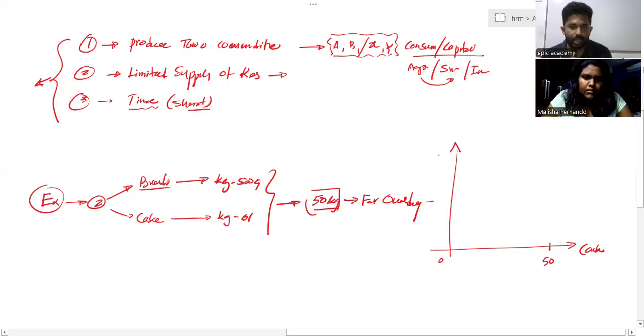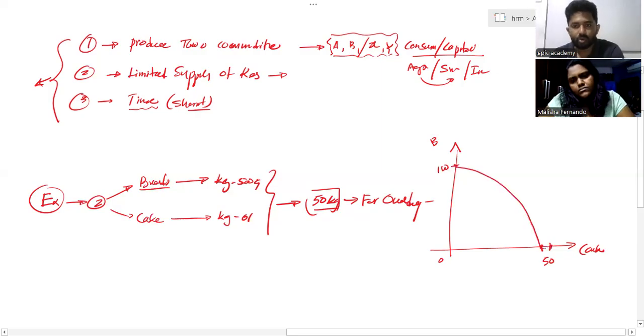Next, the vertical axis represents the production of bread. If you are going to produce only bread, you can produce 100 breads because you need only 500 grams. By using 1 kilo, you can produce 2 breads. So this is the maximum ability. This is the maximum ability. If we combine these two, this is the production possibility.